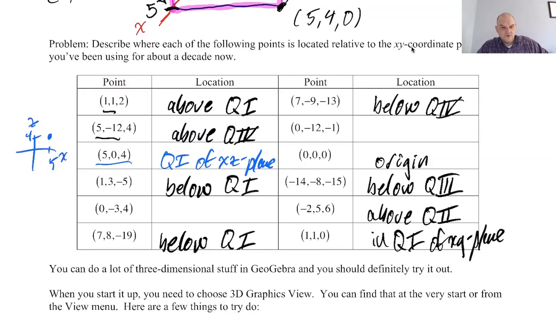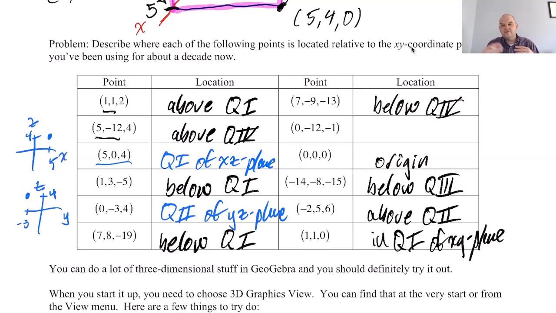And does it hold true for the other one? So here, for the next one, 0, -3, 4, x is 0, which means we're in a yz plane. We're in the yz plane. And then if we were to graph that, y would go here, z would go here, y is -3, so that's over here. Z is +4, that's up here. So you get this. So we're actually in quadrant 2 of the yz plane.